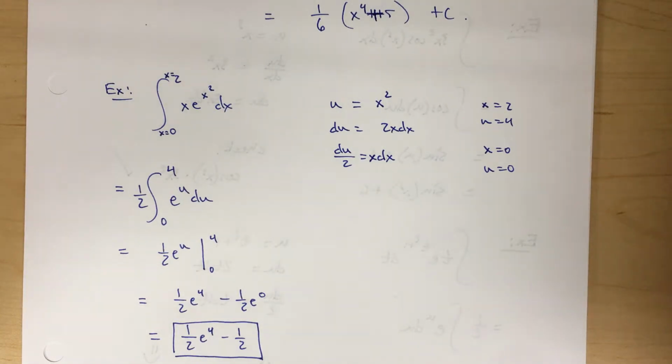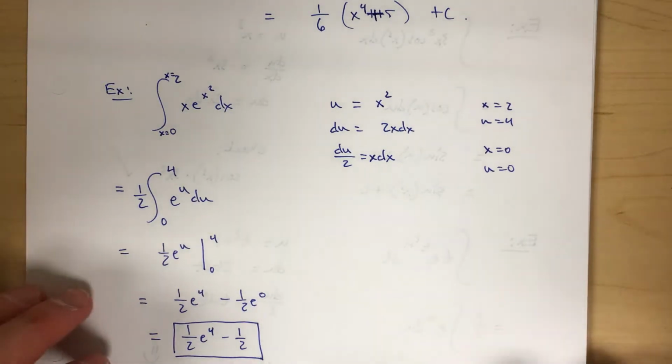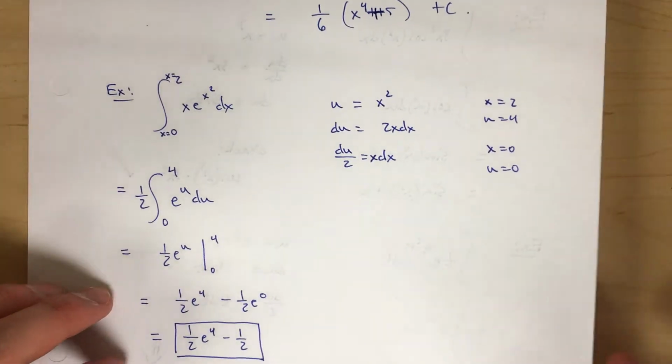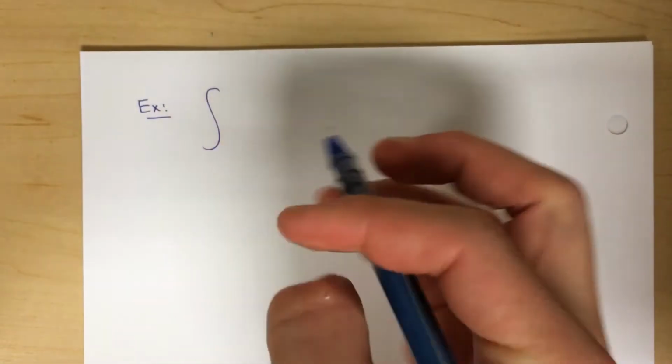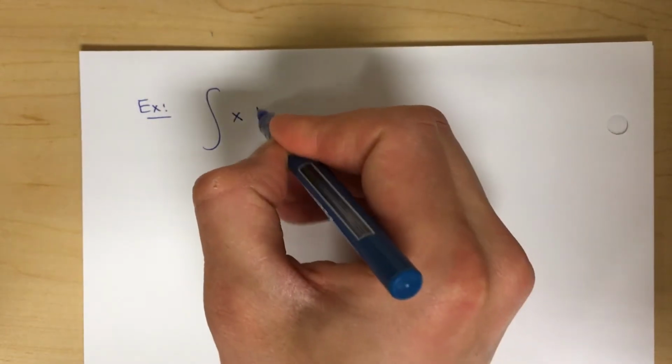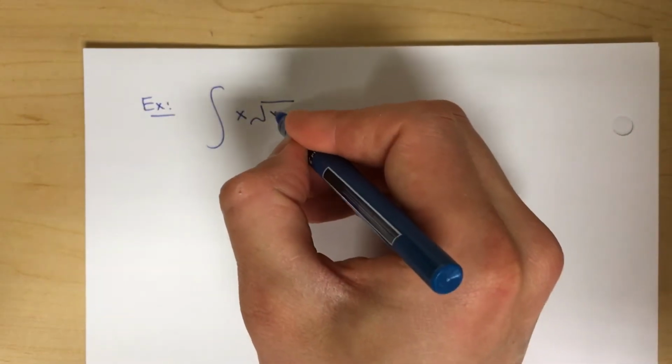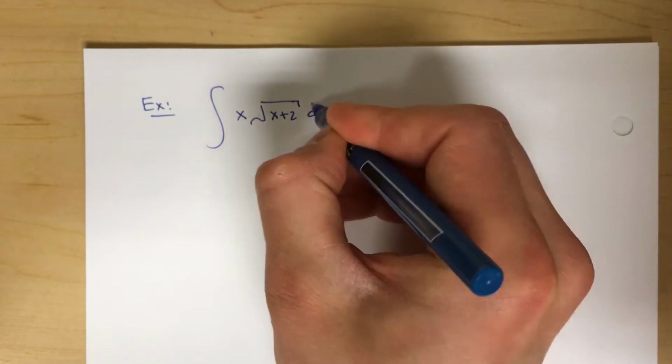There's some other interesting stuff which we might want to consider. Let's take a look at some other examples where it's not immediately apparent what we should do. So let's take this as an example. What if you have the integral of x times the square root of x plus 2?